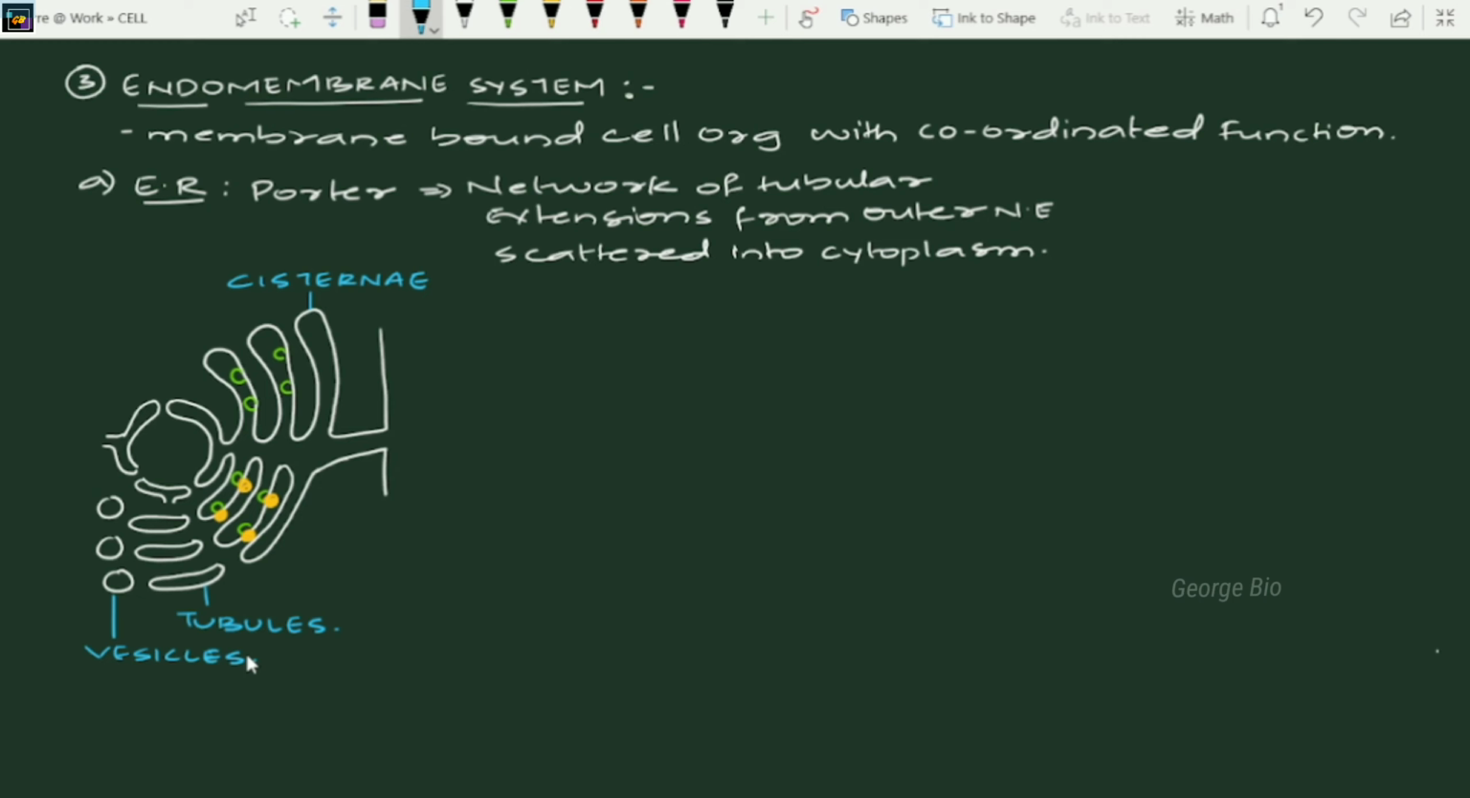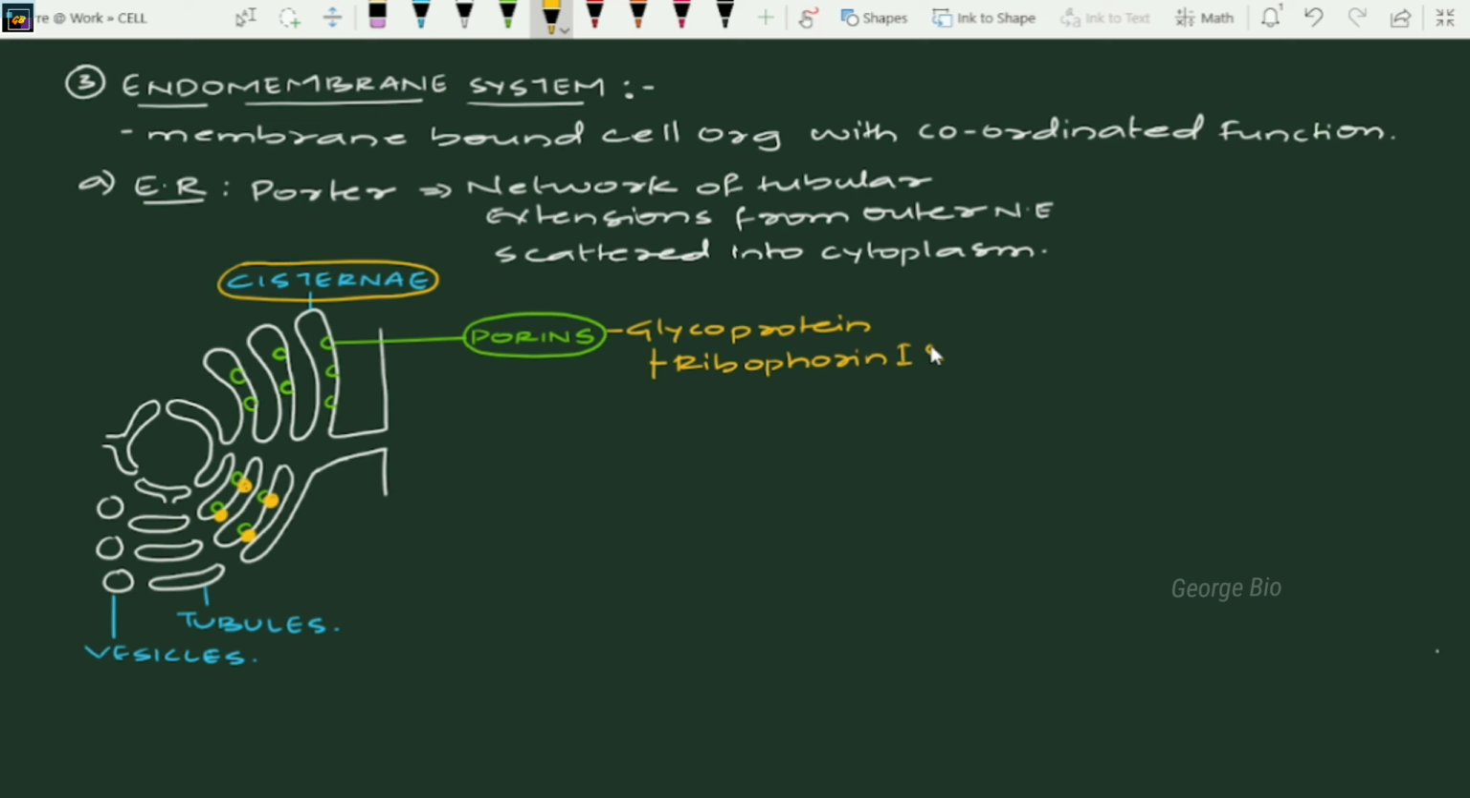Especially over the cisternae, there are certain pores. You can see here, these pores are called porins. These porins are due to a specific protein, called glycoproteins. The types of glycoproteins involved here are riboforin 1 and riboforin 2. Because of these porins, it acts like an attachment site for 80S ribosomes over the cisternae.